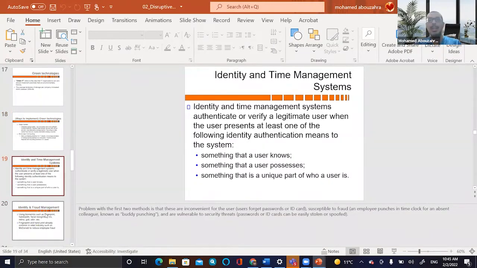Right. So another technology that has been in use for some time in businesses, but they are technologies so we'll talk about them, is identity and time management systems. So all these systems that we use when you come to your workplace and you want to check in, to sign in, right? This has been there forever. So I don't think I'm going to talk a lot about this. I'm sure most of you know them.